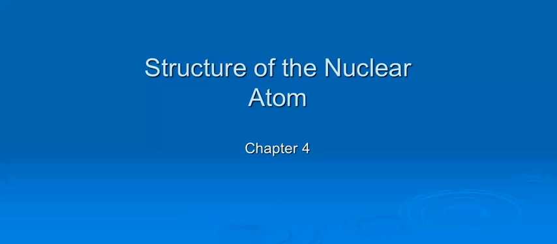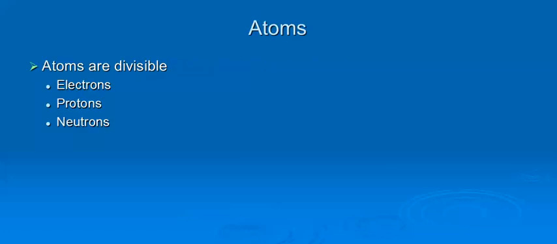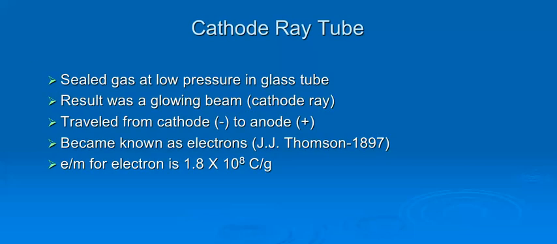Structure of the nuclear atom. Contrary to Dalton's atomic theory, atoms are divisible into electrons, protons, and neutrons. So we will look at how these subatomic particles came to be, who discovered them.